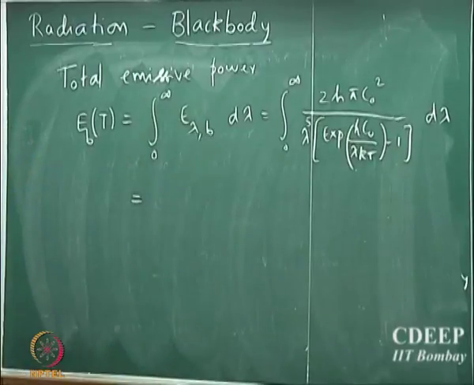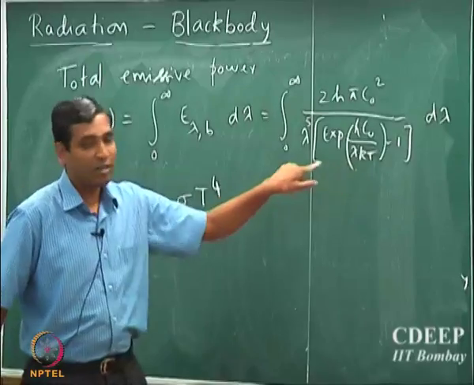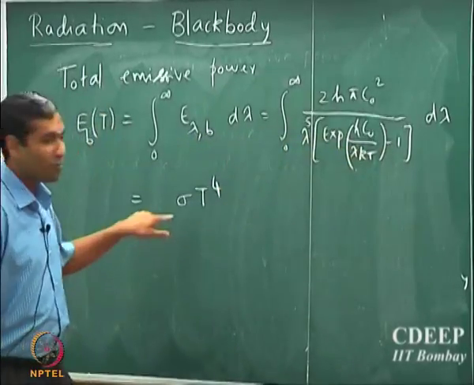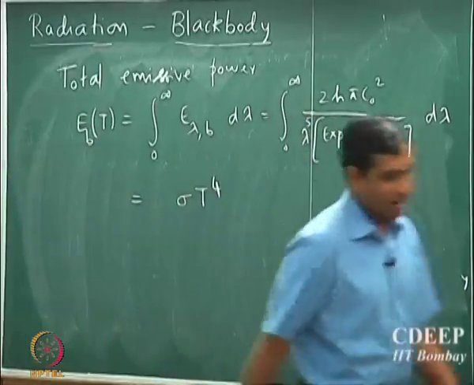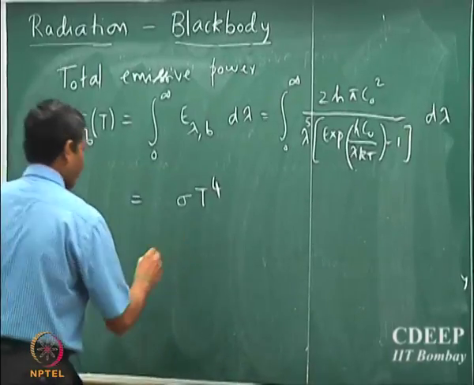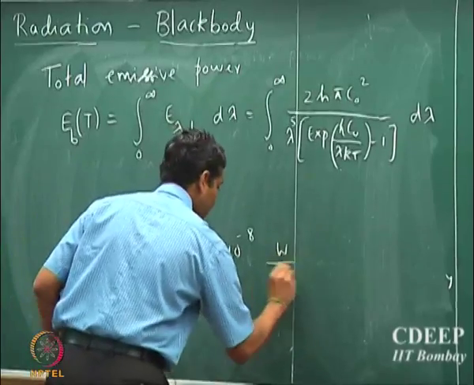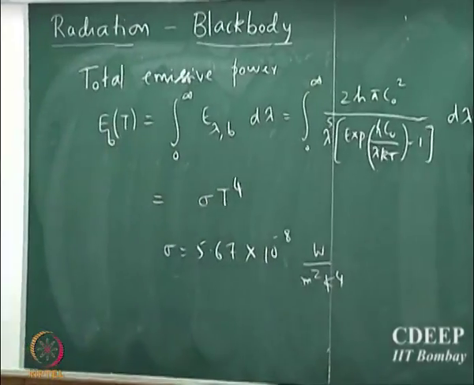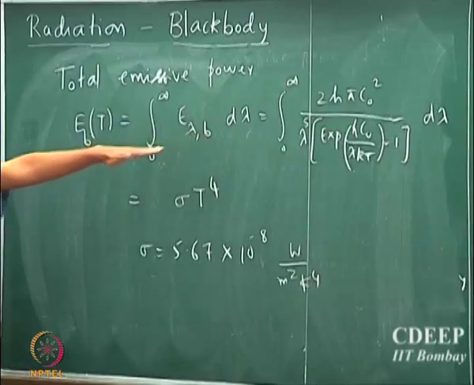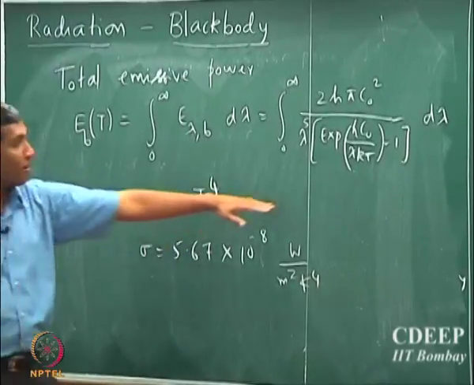Now if we integrate over the whole lambda, what you get is this magical formula called sigma T power 4. The way to integrate it is you do integration by parts 4 times, and what you get is sigma T to the power of 4. The value of sigma is 5.67 into 10 to the power of minus 8 watt per meter square Kelvin 4. So this magical formula that all of you have seen so far actually comes from a rigorous analysis using the quantification of blackbody radiation. So this sigma T to the power of 4 essentially comes from here.